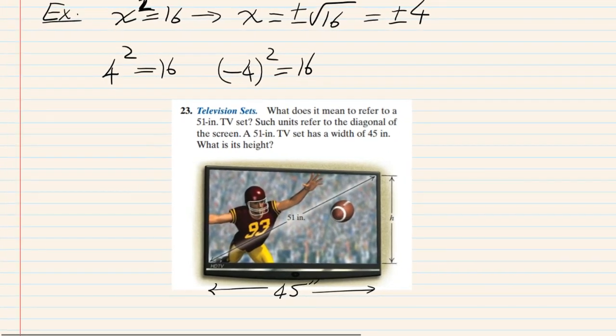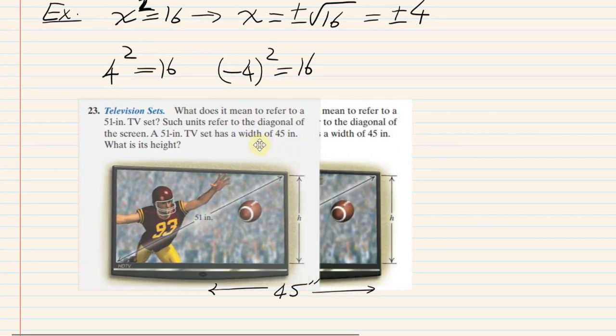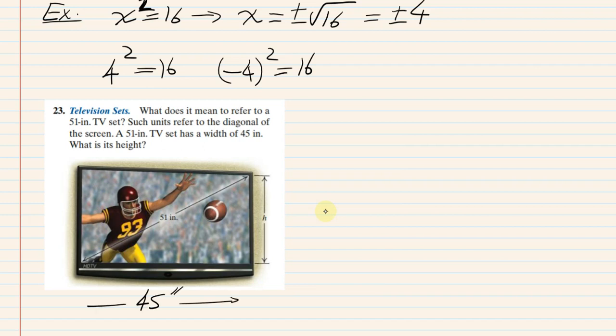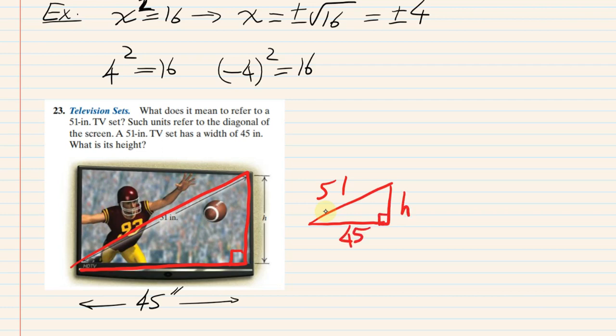Something we could do is, let me move this to the side so I can work this one. We were given the width is 45 inches, right? That's the distance on the bottom. Now according to Pythagorean, notice we have this hypothetical right triangle here. Right there is where the right angle is. So I can draw this as 51, h, and 45, and there you go.